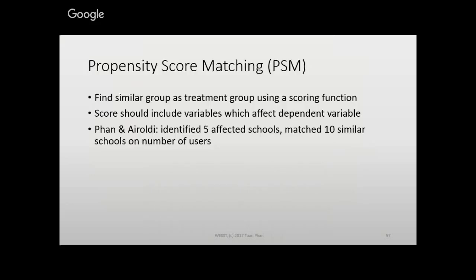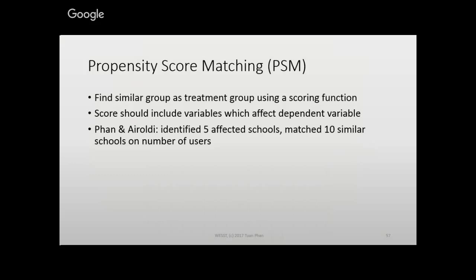Okay. So as I mentioned here, one of the techniques we used was matching. We tried to form a control group. So we know the treatment, but how do we know that the control group is similar before the treatment occurred? So this is known as propensity score matching. It basically tries to find a similar group of people using a scoring function. It's almost like a nearest neighbor.